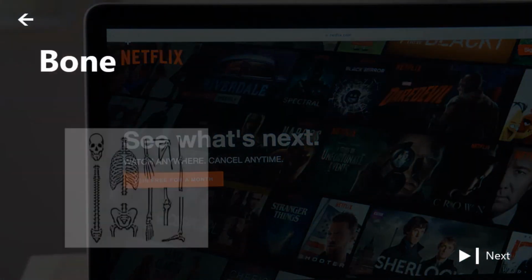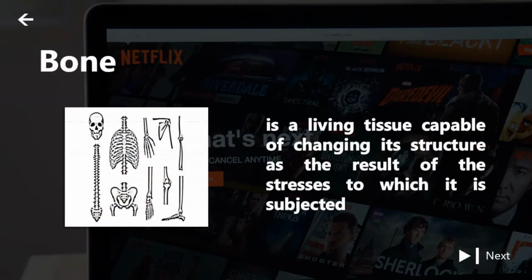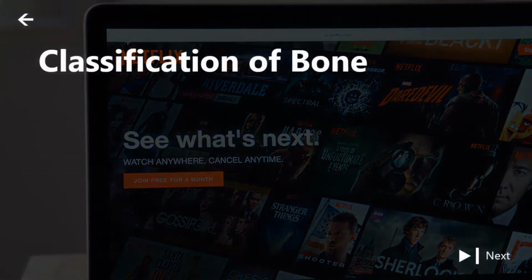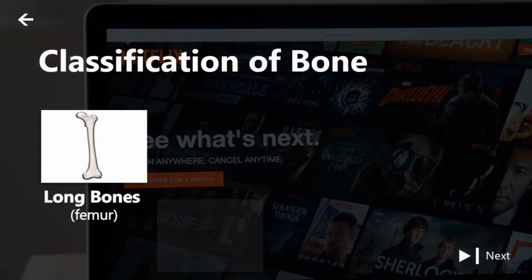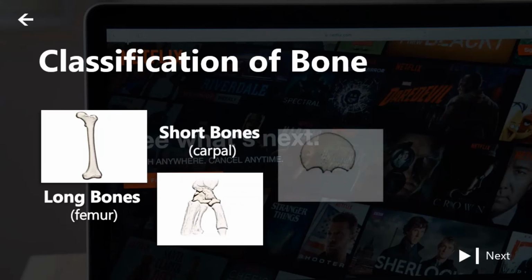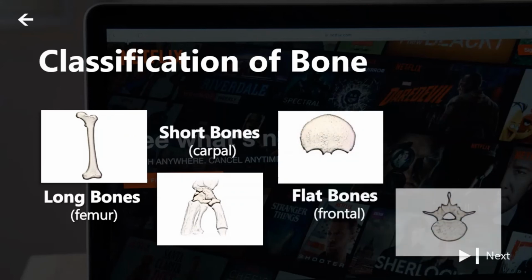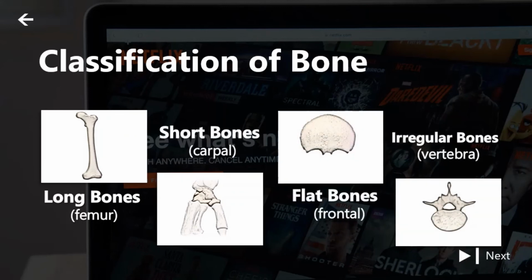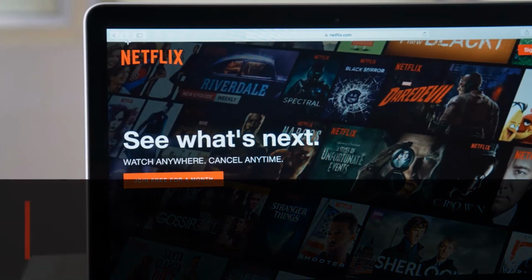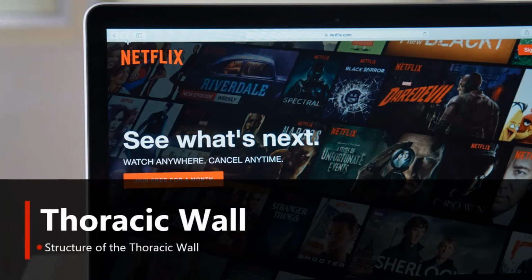Next we have the bone. It is a living tissue capable of changing its structure as the result of the stresses to which it is subjected. Classification of bone. Long bones, the example is femur; short bones, the example is carpal; flat bones, the example is frontal; and irregular bones, the example is vertebra. Now let us proceed to the next topic, the structure of the thoracic wall.